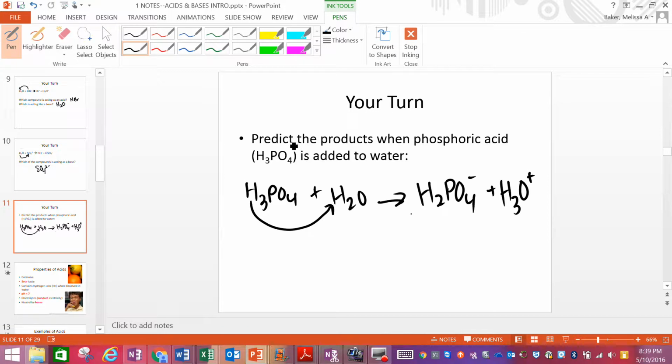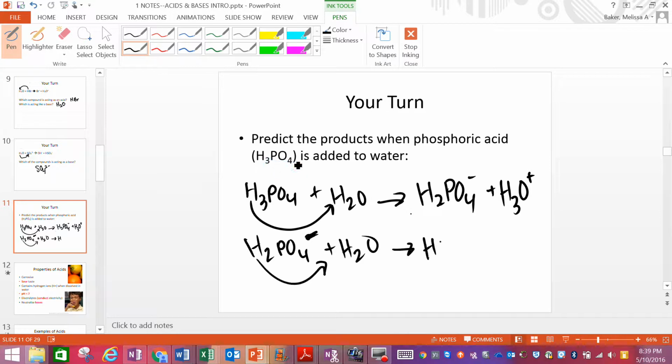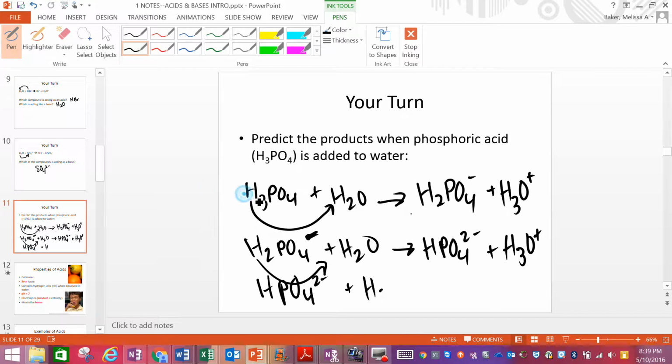Now this can keep continuing here. The H2PO4- plus the H2O, it can lose another hydrogen. Now we would be left with HPO4 2-, and then it can lose its other proton, its other hydrogen here, and eventually just become a little old phosphate ion, PO4 with a 3- charge.